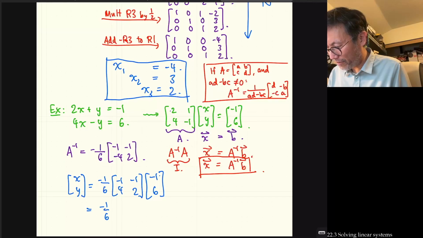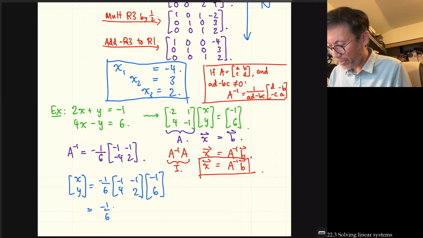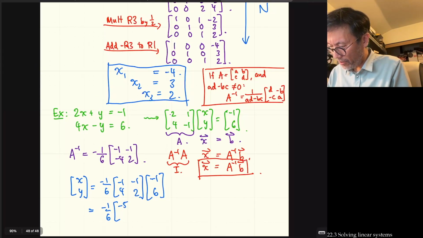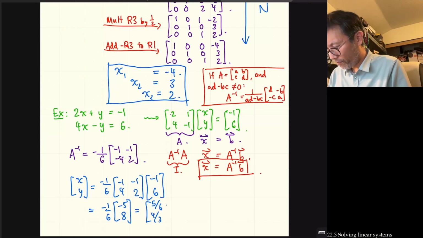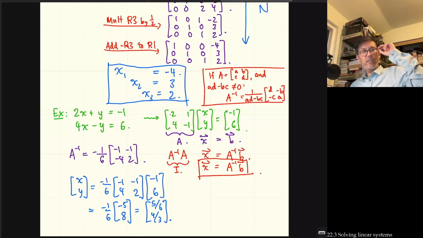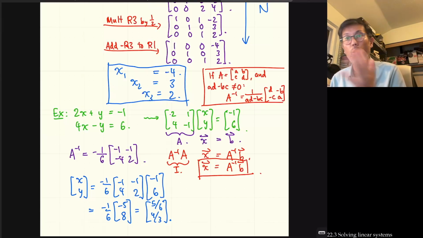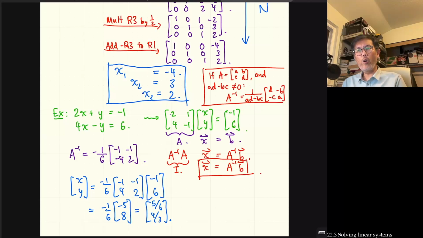So negative 1 times negative 1 is 1 minus 6. I think that's negative 5. And then negative 4 plus 12. Negative 4 plus 12 is 8. So I think I get, for my answer, 5/6 and 8/6, which is 4/3. That's my X and that's my Y. You can check it by plugging these numbers in or solving the system yourself. And I hope that you'll get the same thing, assuming I did everything right.